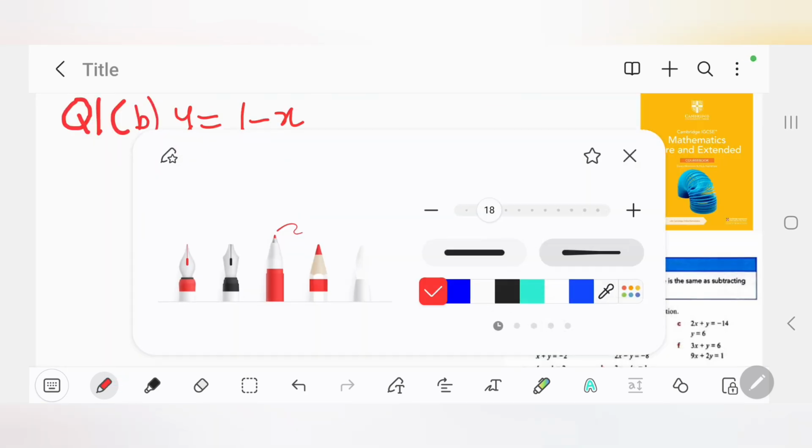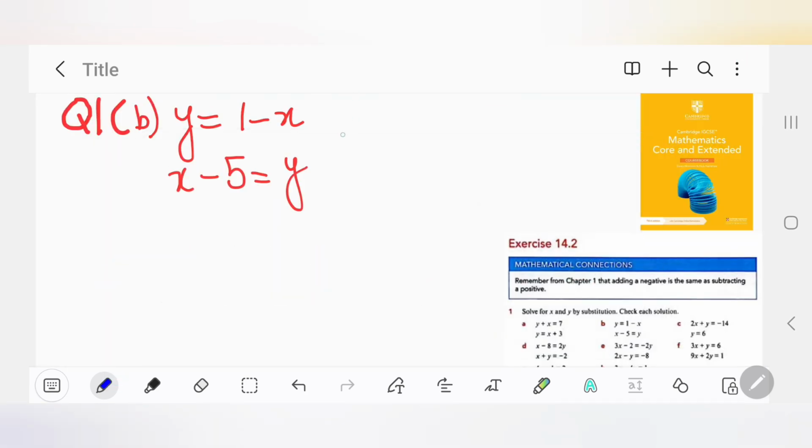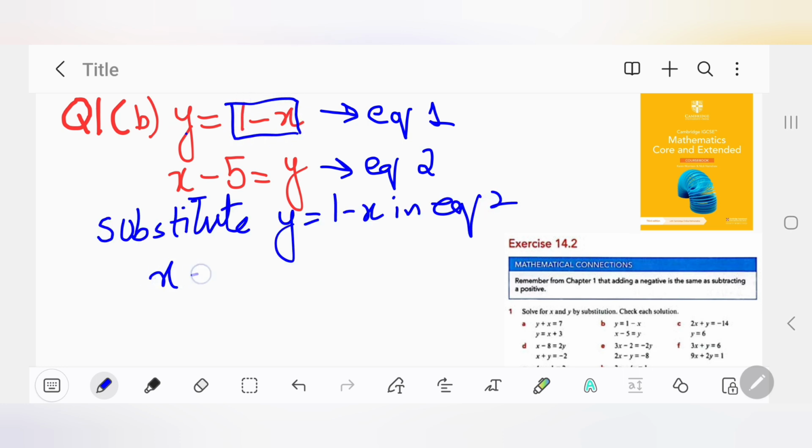Now let's move on to question number 1b. Here again we are lucky that our equations are already solved in such a way that in both equations you can see that y is on one side and x and the number is on the other side. So I have named them equation 1 and equation 2, and I can choose either equation. Again I am choosing equation number 1 here because I need my y on the left side and my other things on the right side. So let's take the value of y, which is equal to 1 minus x, from equation 1 and substitute this value in equation number 2.